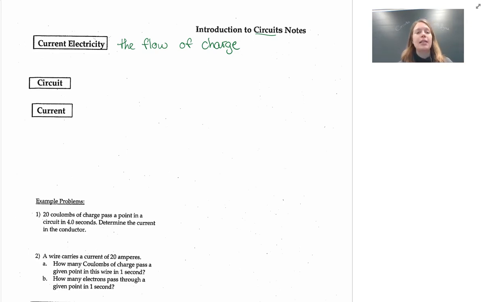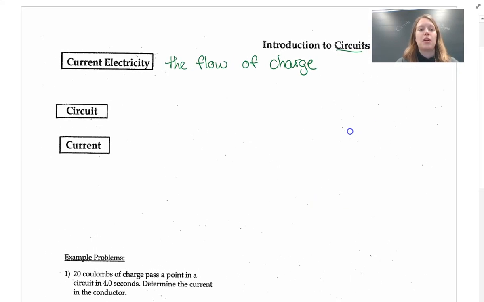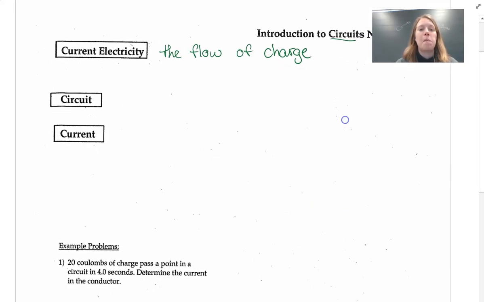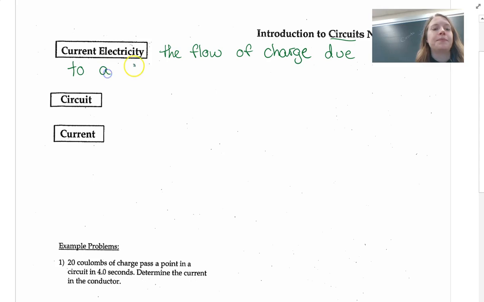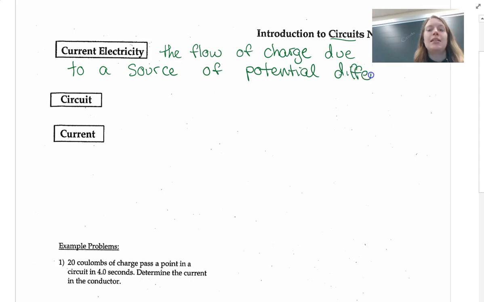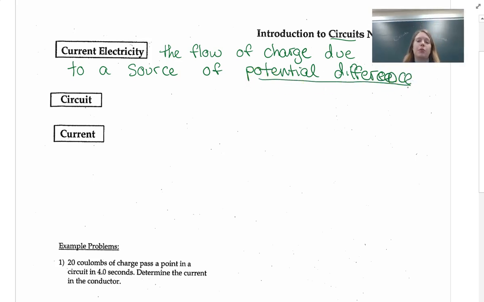So if you want to take notes on this stuff, this is on page 21 of our class note packet. And a simple definition of current electricity is just the flow of charge due to a source of potential difference or voltage. So we need this difference. We need this voltage source. We need this energy source for our circuits to work.